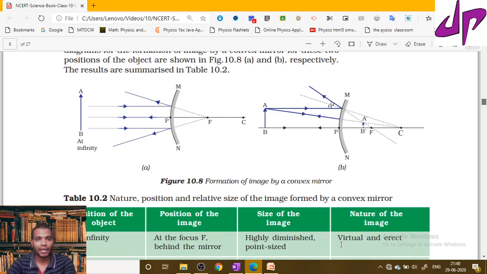Please practice the ray diagram, which is very important from the examination point of view, and the position, nature and size characteristics of the image. So that is the first case.